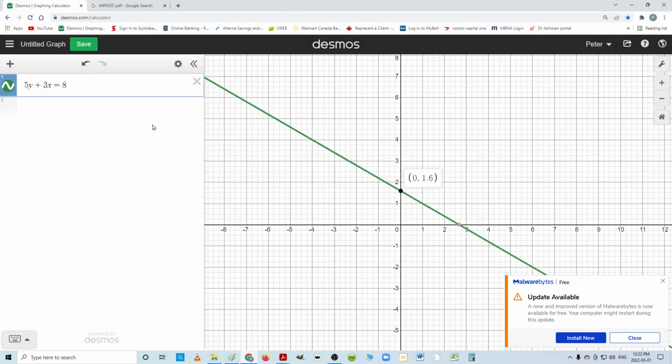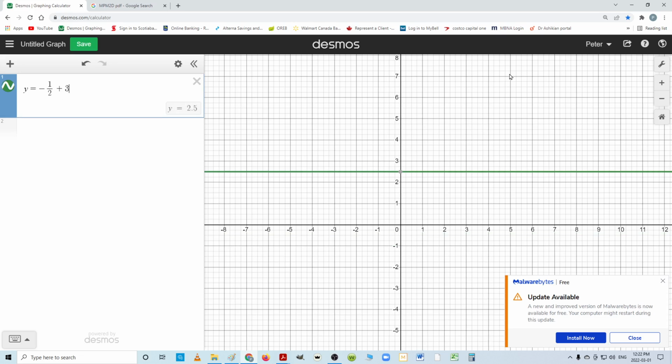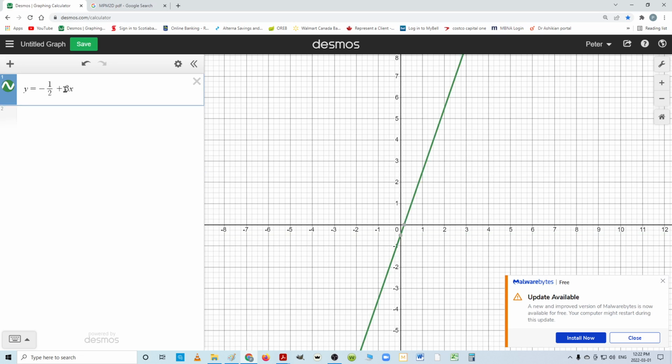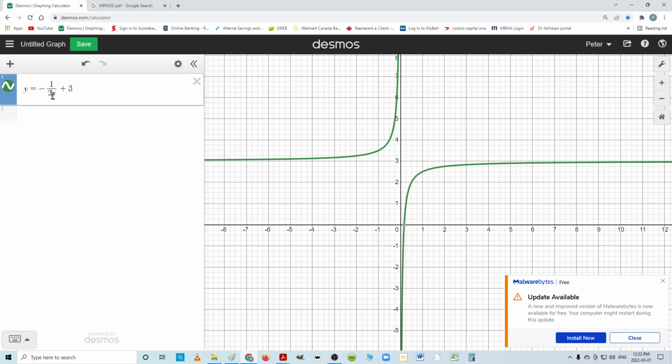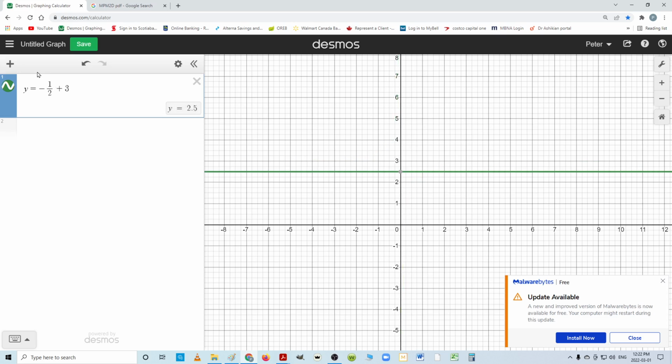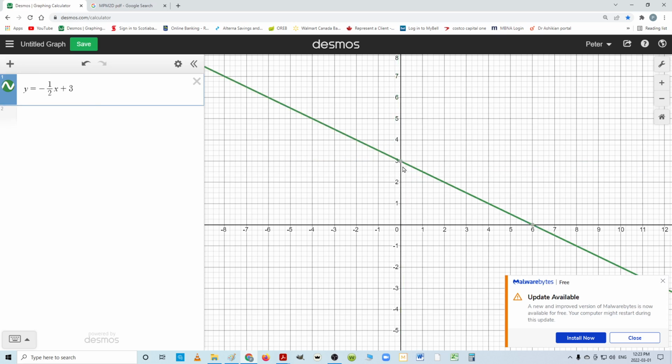And then you can also always go back and say y is equal to negative a half x plus 3. And make sure you don't have the x down at the bottom like this, because it'll look weird. And sure enough, we have the same line we just drew. Desmos is fantastic. Saves you a lot of time.